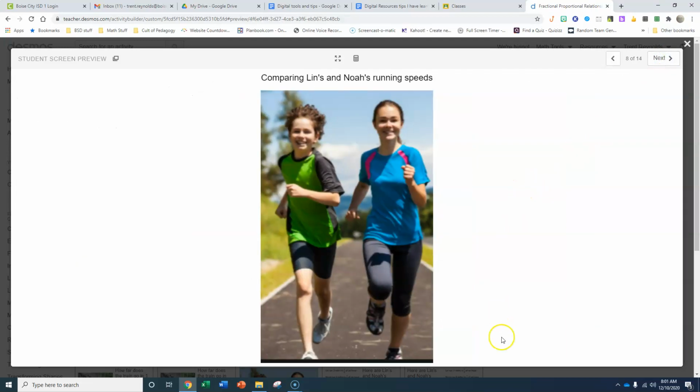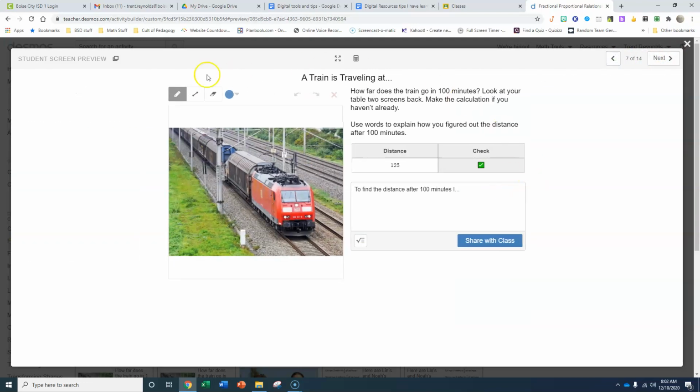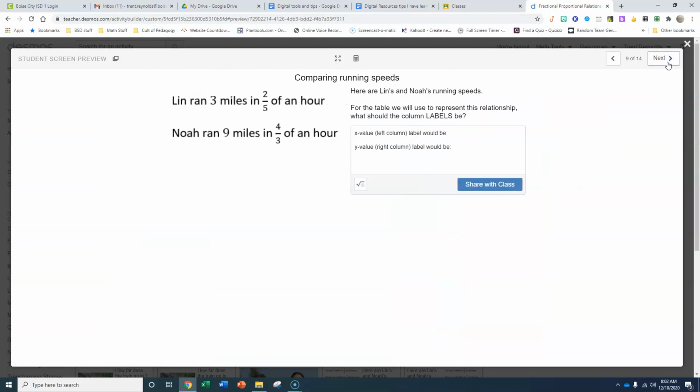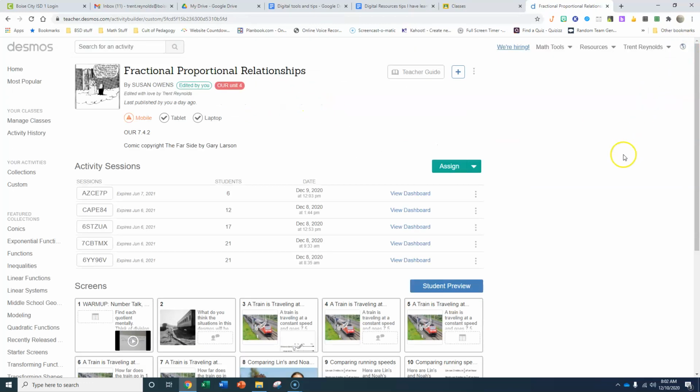So I did it on the table, I showed my work on the table, now I need to explain it. Okay? And now we're up to Lynn and Noah, and all the work I did here, how I set all those up, can be used as I work through Lynn and Noah. Right? Set up my labels. Miles, hours, so we're talking about distance and time again. All right? Good luck to you.